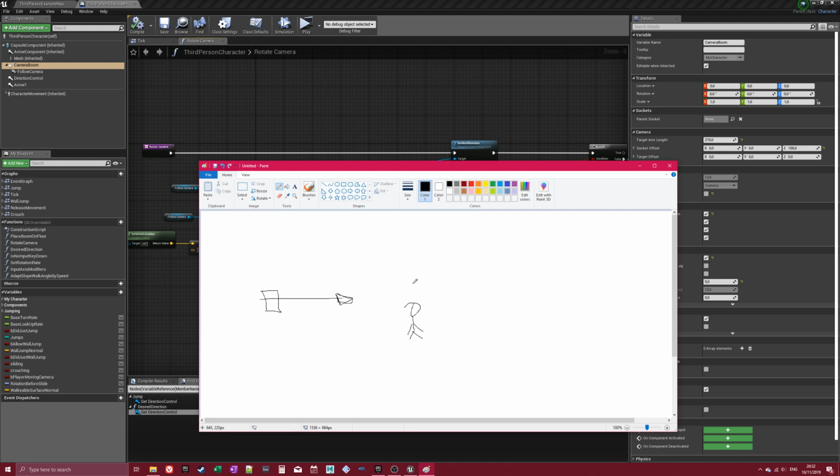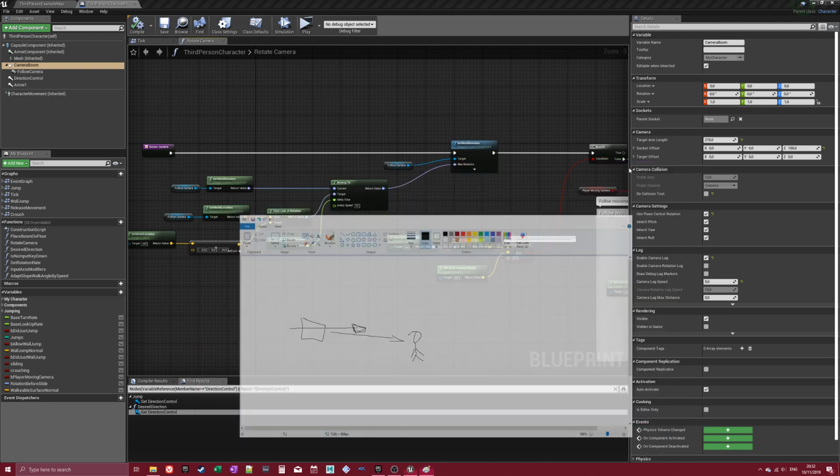It's looking there. So if Mario jumps, the camera will rotate to look at him. And when Mario is not jumping, it also will rotate to look at him. Okay, that's what we're doing here.